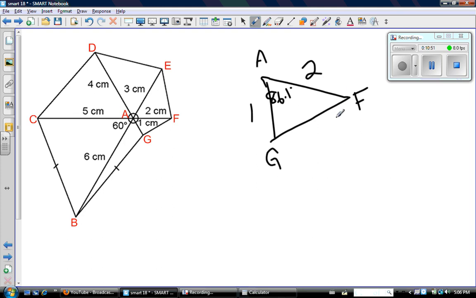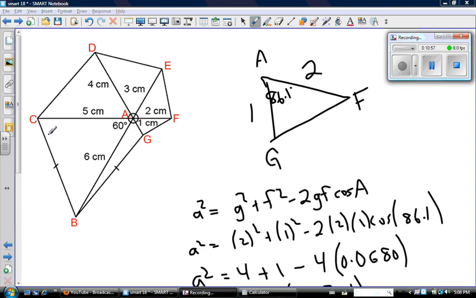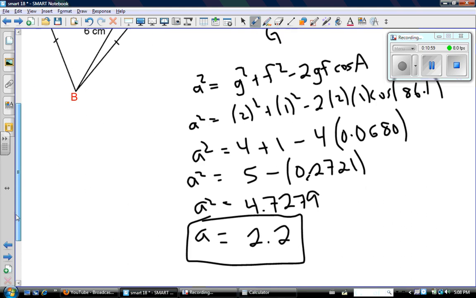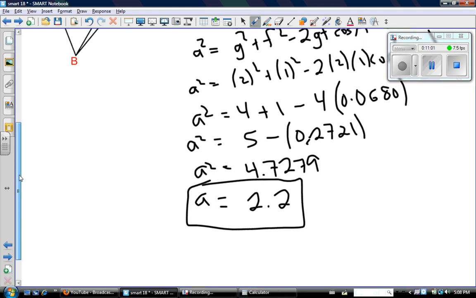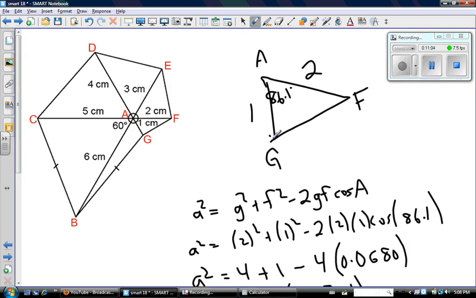So I'm going to press pause. I'm going to do it without you, and I'm sure you can check on your calculator that you get the same answer I did. Okay, so I did the math, and I got a value for that side of the triangle of 2.2. So again, this side of the triangle is 2.2 centimeters, and that means this side of the triangle is 2.2 centimeters. Good.